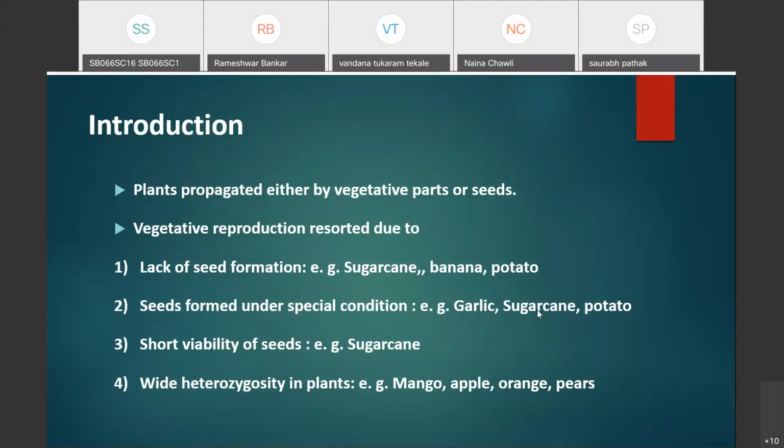For example, in some plants there is a lack of seed germination or a lack of seed formation. For example, in sugarcane, banana and potato, these plants are generally sterile. That means these are of non-flowering habit. The flowers are not developed in the plant. That is due to certain meiotic abnormalities or other genetic causes. The seeds are not formed in these plants. So the first reason is that in some plants the seeds are not formed, for example sugarcane, banana and potato, as these plants are sterile and have a non-flowering habit due to meiotic abnormalities or other genetic causes.